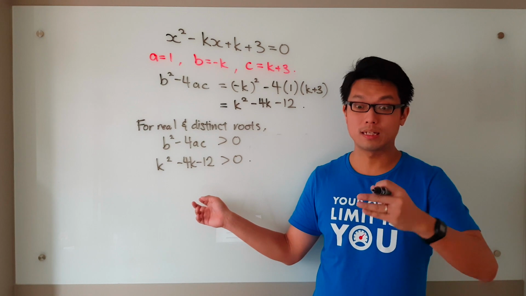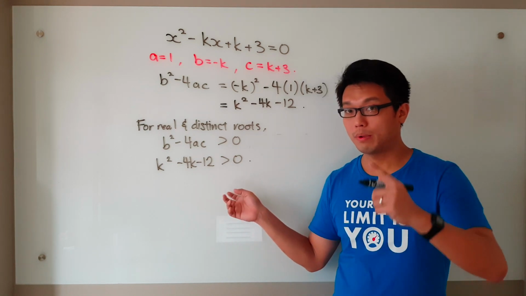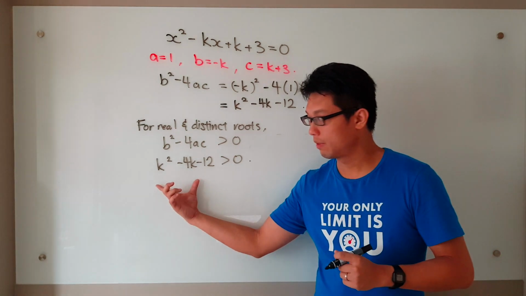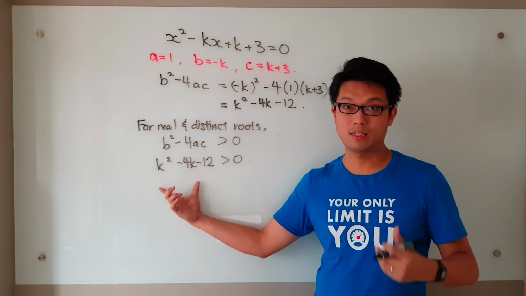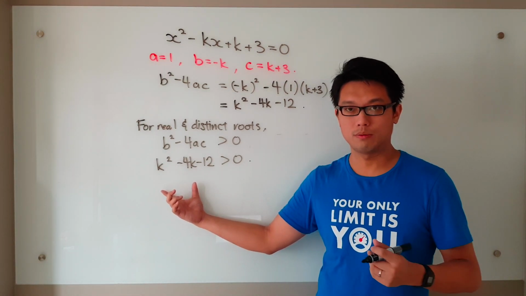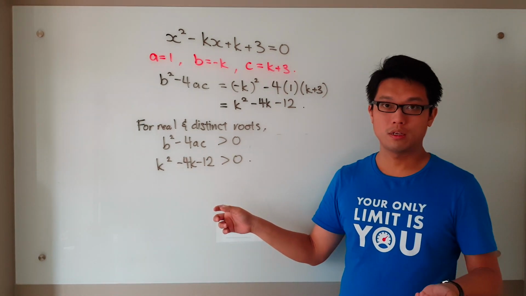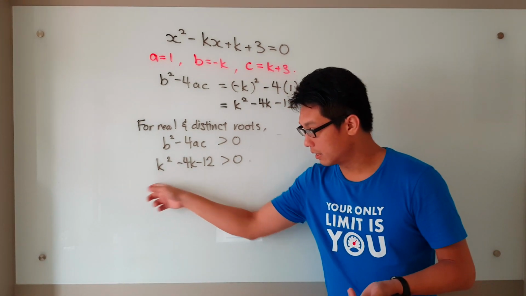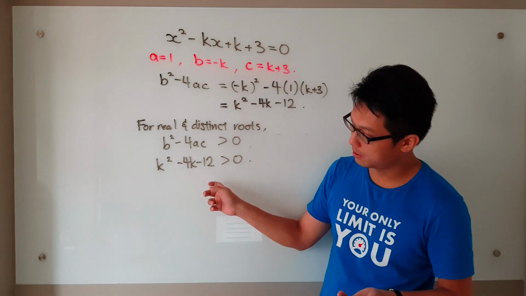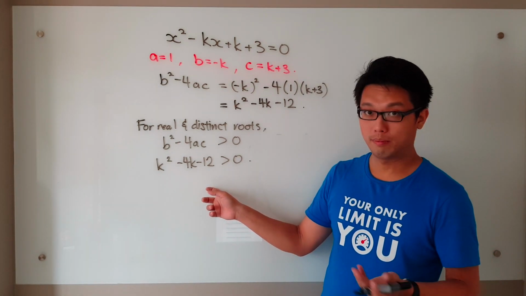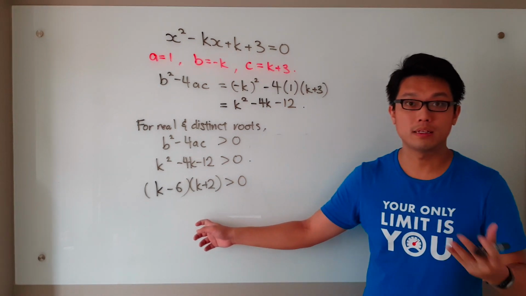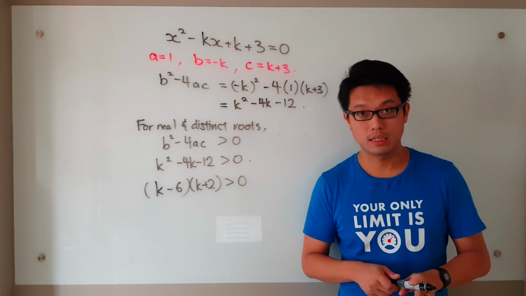We need to use something that we just learned earlier in the video to solve this. But we have a problem. This is a general form. What we saw earlier on was a factorized form. Well, that shouldn't be difficult for us, right? We just need to factorize this quadratic expression. Factorizing this, we will have k minus 6 and k plus 2. We now have k minus 6 times k plus 2 greater than 0.